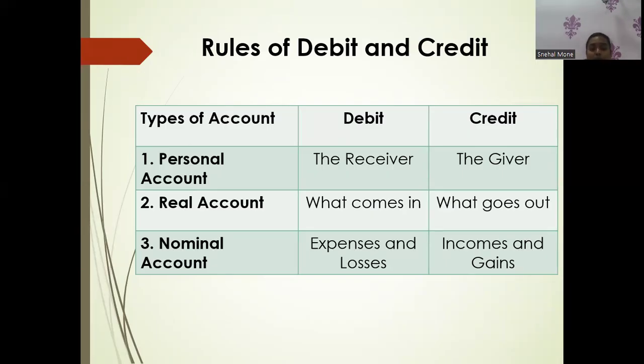Next is the nominal account. In nominal accounts, we record expenses, losses, gains, and income. Whatever the expenses and losses are, they are recorded on the debit side, and whatever the incomes and gains are, they are recorded on the credit side.